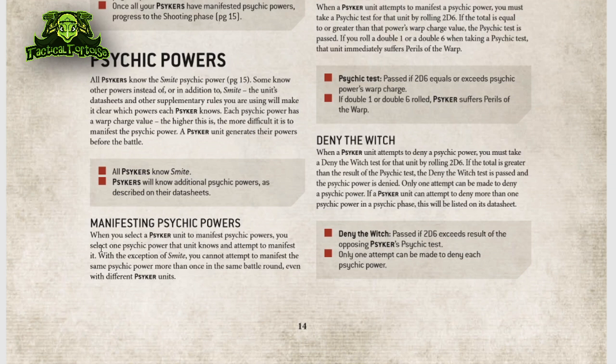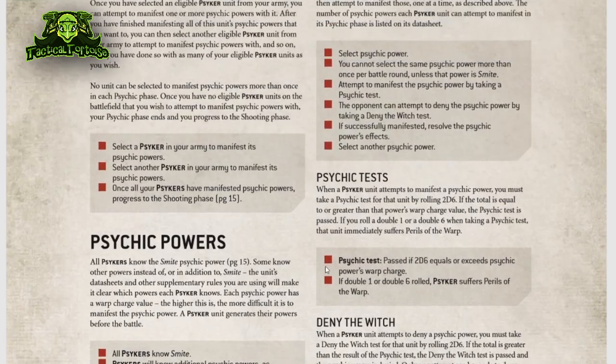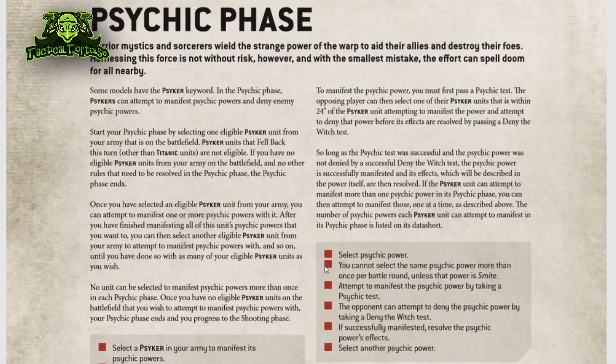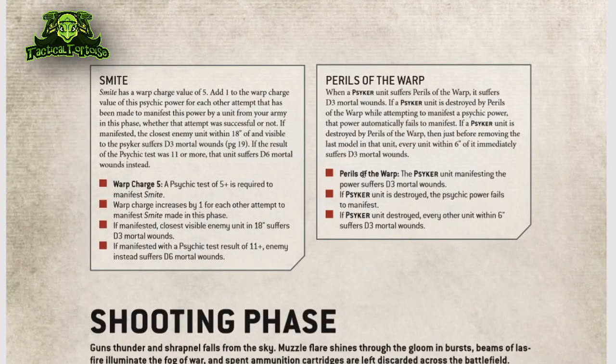The rules are fairly explicit on this. You cannot attempt to manifest any Psychic power more than once, period, except for Smite, but I think this may still have been an oversight on the rules designer's part, and we may see a day 1 errata on that. In addition, when a Psyker suffers perils of the warp, the explosion resulting from that is only triggered if the Psyker unit itself was destroyed.